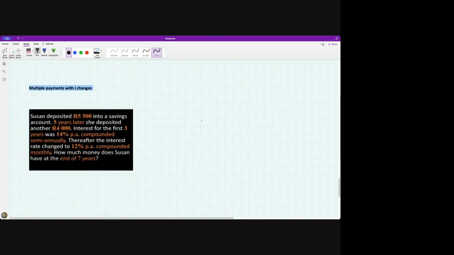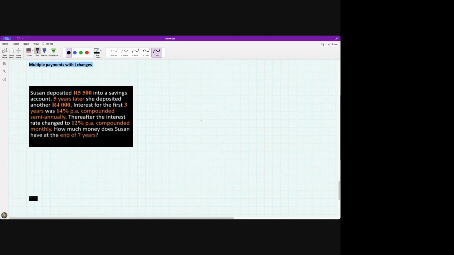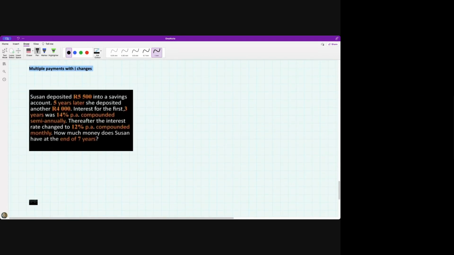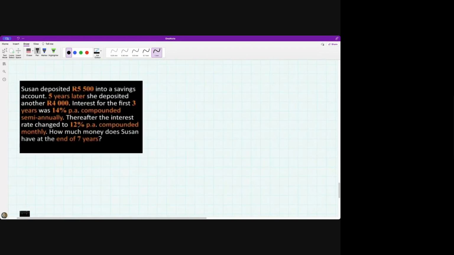Okay, now, here is an interesting one. I want you to read this and tell me what is different about this example. So take a moment to read it, and then I want you to say in the chat, what is different to the other examples we've done so far? What do we think is different?